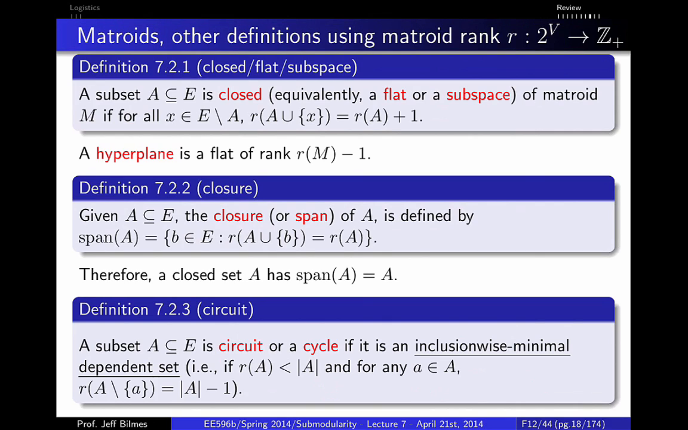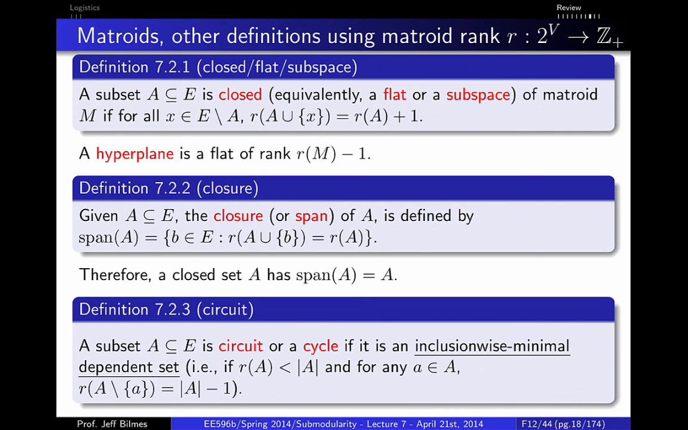So just a couple more definitions, because we need to be clear on these today. The notion of a closed set, or a flat, or a subspace of a matroid: a set is considered closed if, whenever you add anything to the set, the rank increases. You could think of this as sort of like a subspace in a linear space. Every time you add a vector from outside, you've left the subspace because you've increased the rank by 1.